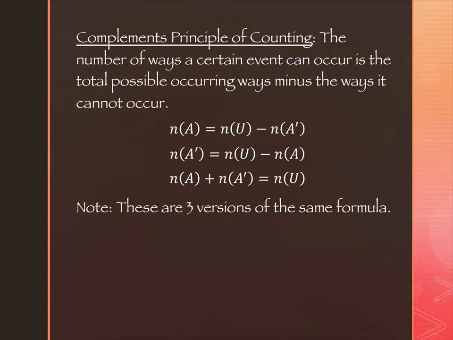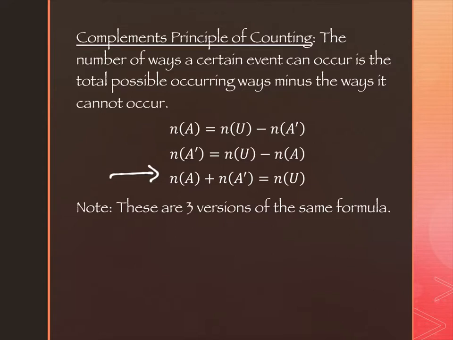Let me reference the last one as my reference point first. This says that the number of ways for an event to happen plus the number of ways that the event doesn't happen is equal to the total number of ways that anything can happen.